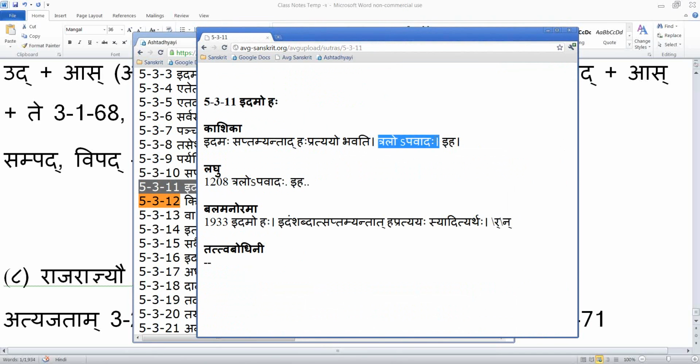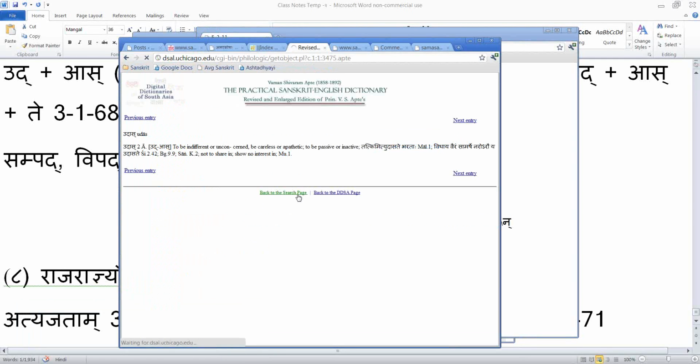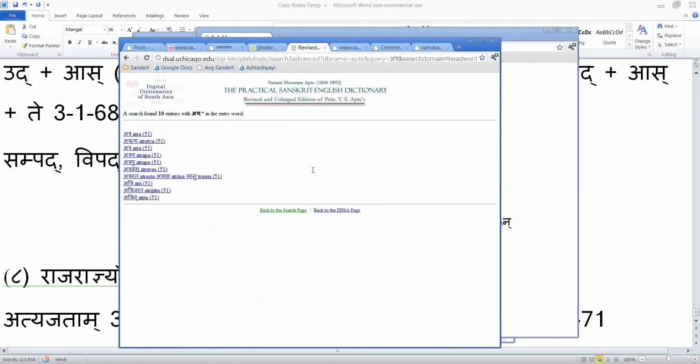So now why is Apte given now? See, I shouldn't say Apte is wrong, but these are subtle things. Let's look at Apte, what Vasu is saying. Let's look at Apte. It says here, atra. I'm spending a lot of time on atra, but it's okay. What does Apte say?